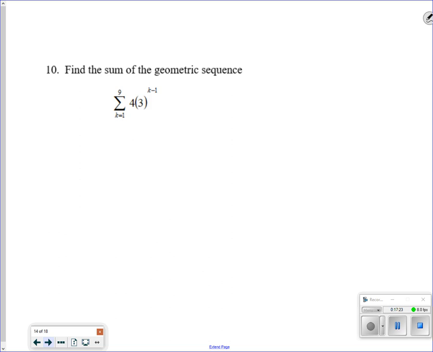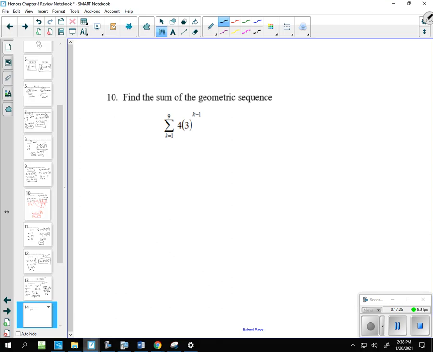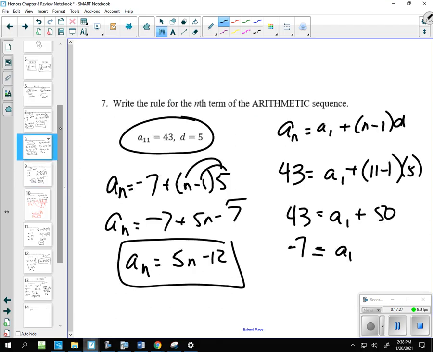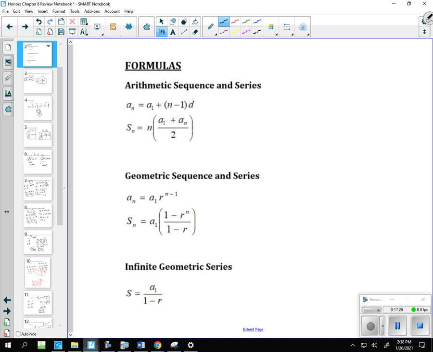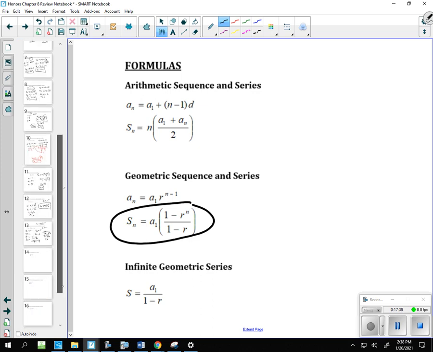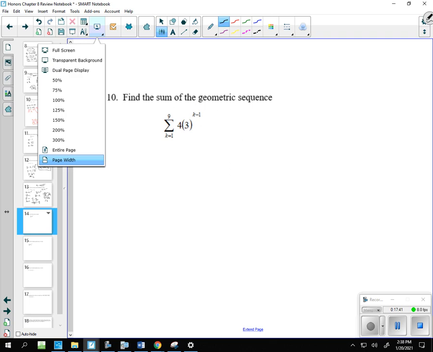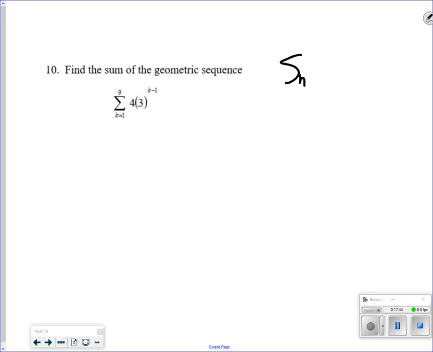Find the sum. Now, again, you probably are going to have to go back. So let's go to the formula sheet here. Let's go back and see what we got. Sum geometric. Right here. And that's a hard one to remember, which is why we go ahead and give that to you. A sub 1, 1 minus r raised to the nth over 1 minus r. So I'm going to write that down. So S of n equals a sub 1, 1 minus r raised to the nth over 1 minus r.